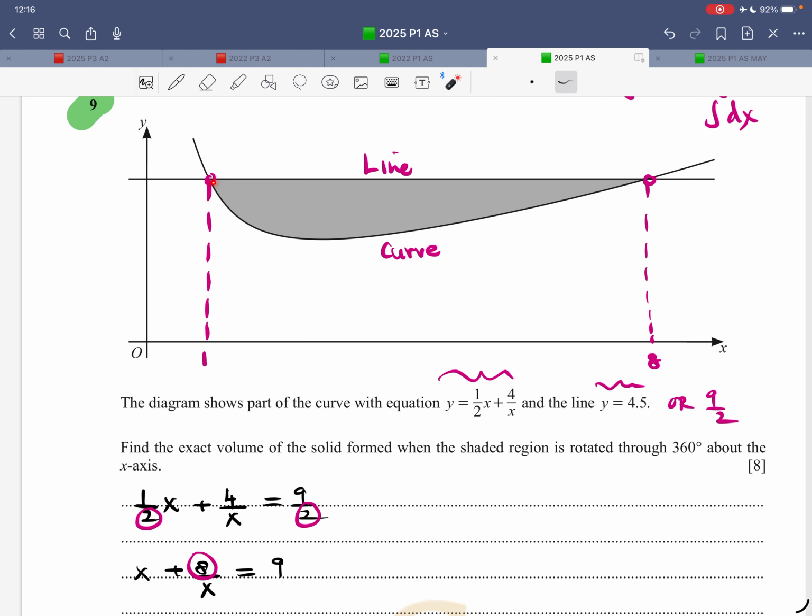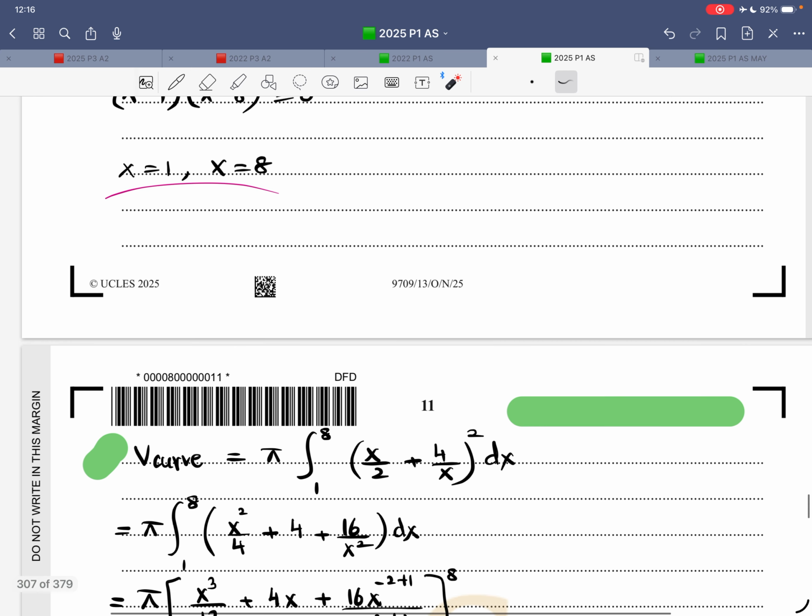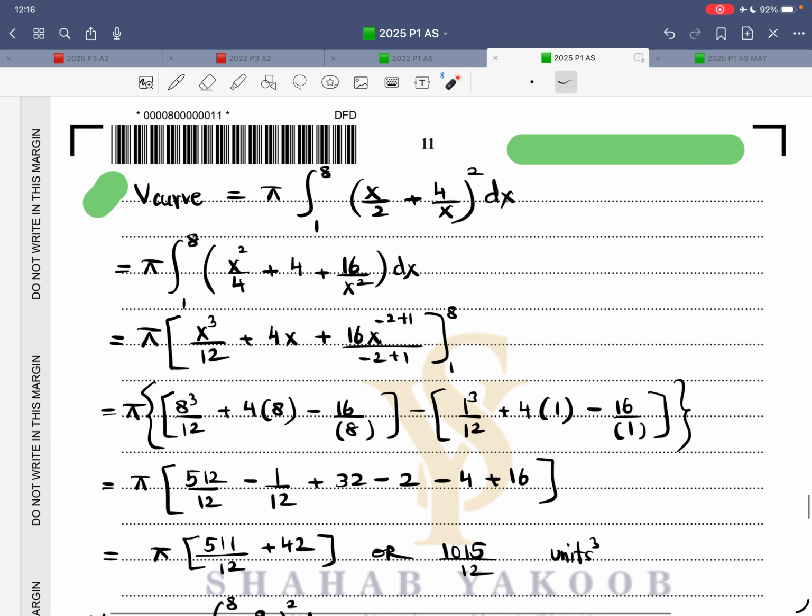Now the line is at the top. The volume produced by the line, and is it around the x-axis? Yes, it's around the x-axis. The volume produced by this line will be more. The volume produced by the curve will be less. Calculate each and then subtract. So now this is the volume produced by the curve. That is the limit 1 and 8.